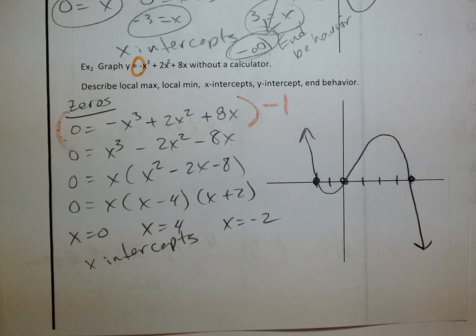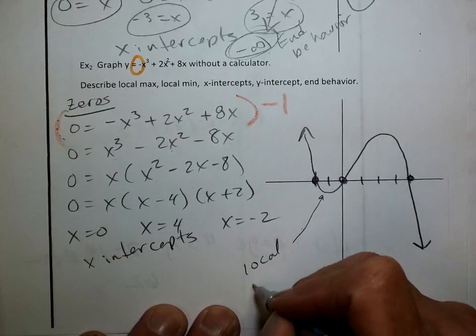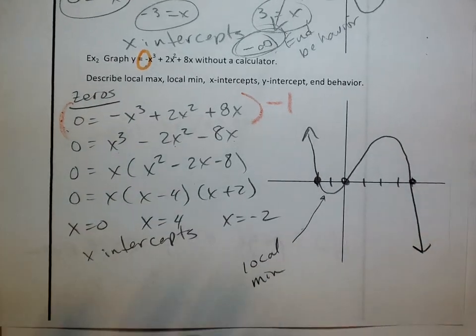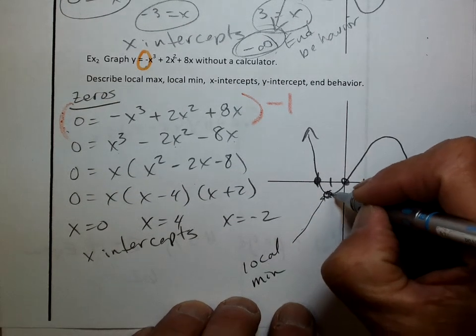So first of all, let's talk about local max and local min. Let's describe them. So this would be my local min. Now we call it a local min, not an absolute min, because the absolute minimum is all the way down to negative infinity, right? But this is called a local min because it's at the very bottom of the hill. So the local min is right there.